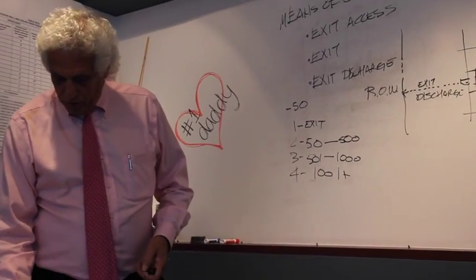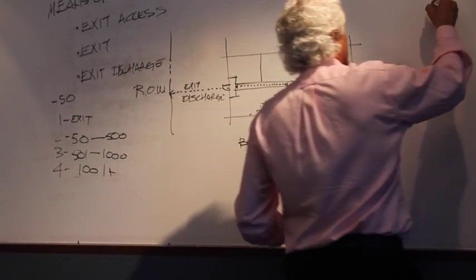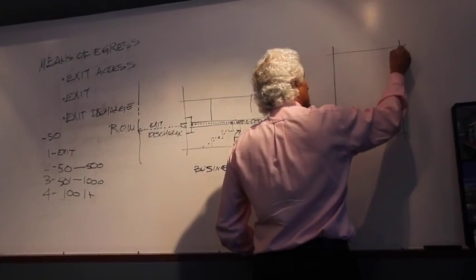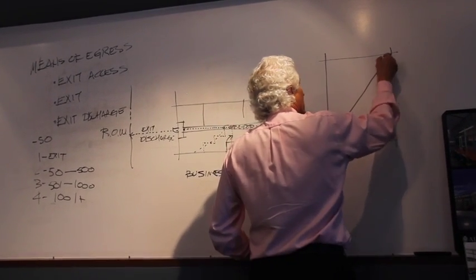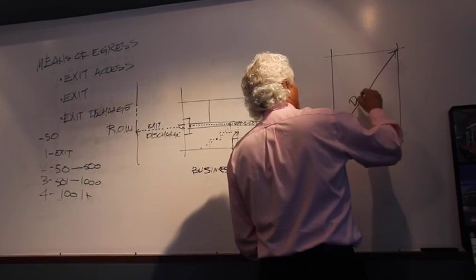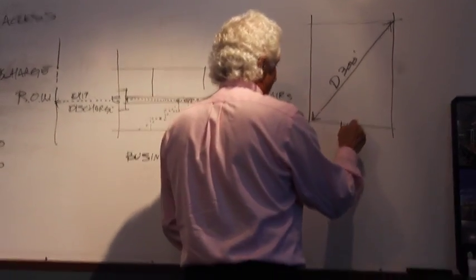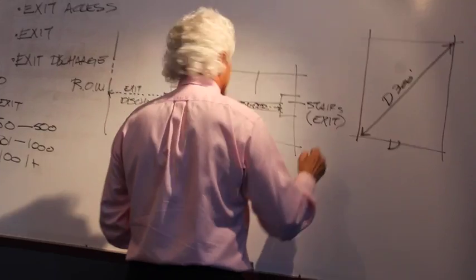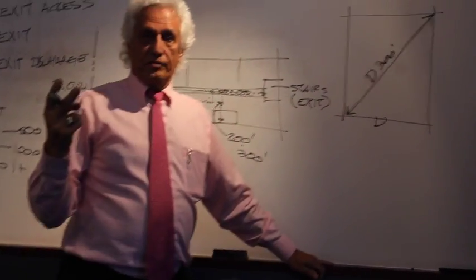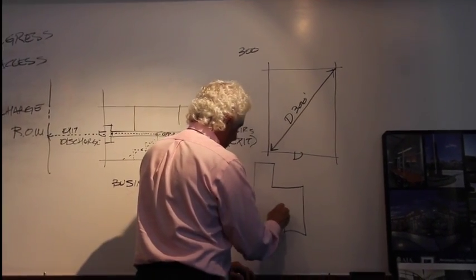When you are also talking about exits, you need to get into its remoteness and its location. If you take a building or a space and you determine this diagonal distance, it's D, and let's say it's 300 feet, and you have an occupancy load of, let's say, 300. It means you have to have two means of egress. And it doesn't make any difference what the configuration of your space or building is.